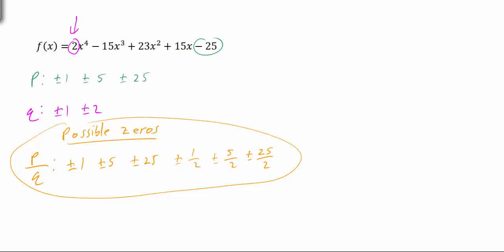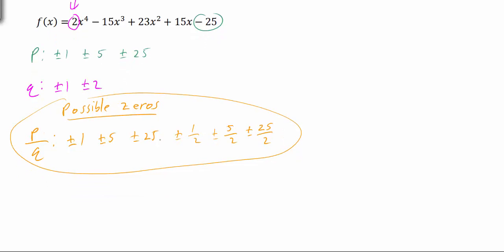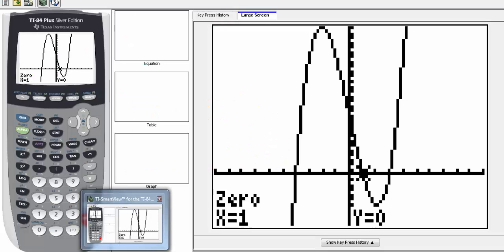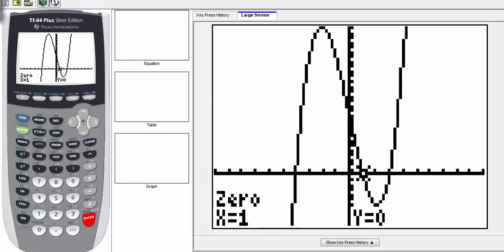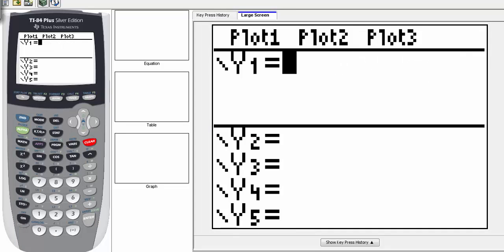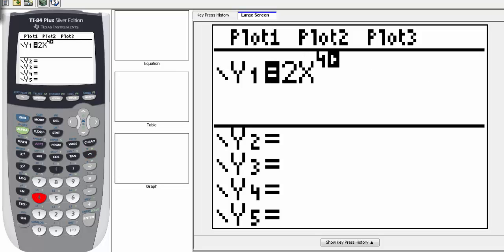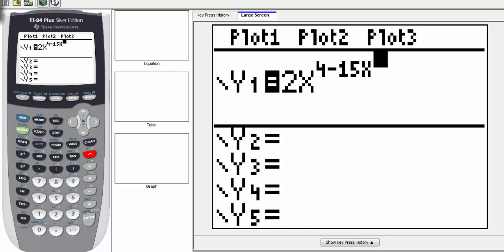So that means we could randomly pick one of these like we did before, using synthetic division, divide into the polynomial and see which ones will give us a remainder of 0. Now that can be a little time consuming, so we have the invention of the calculator, so we can make this a lot easier. We could simply go to our calculator and type in the polynomial. So we're going to type in the polynomial 2x to the 4th minus 15x cubed. Whoops, let me go back.